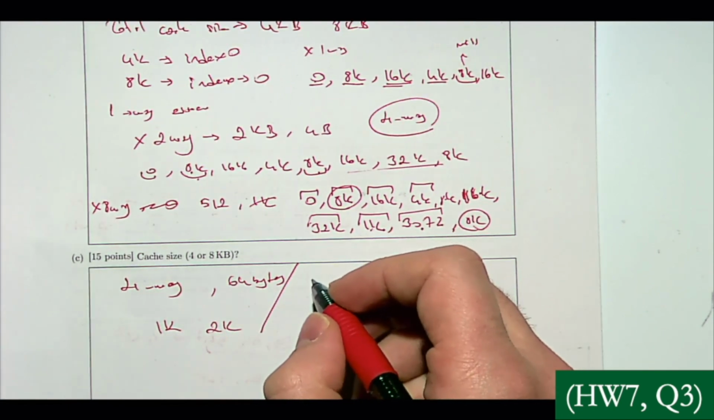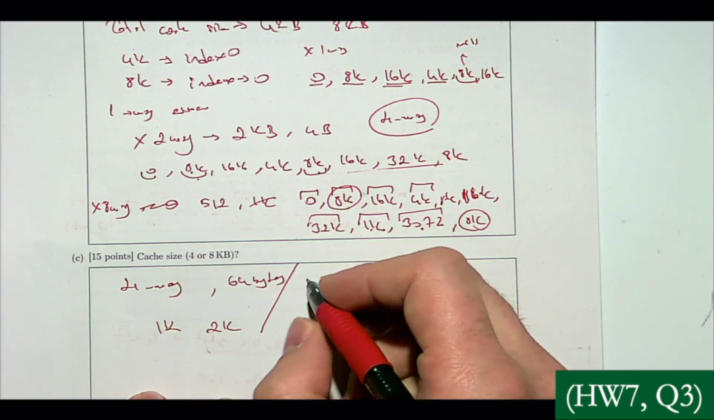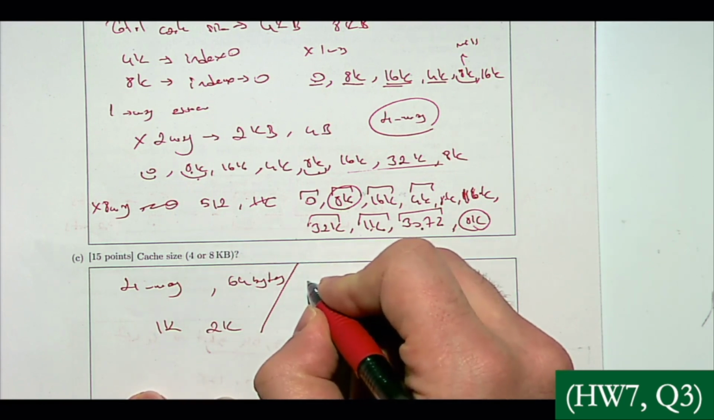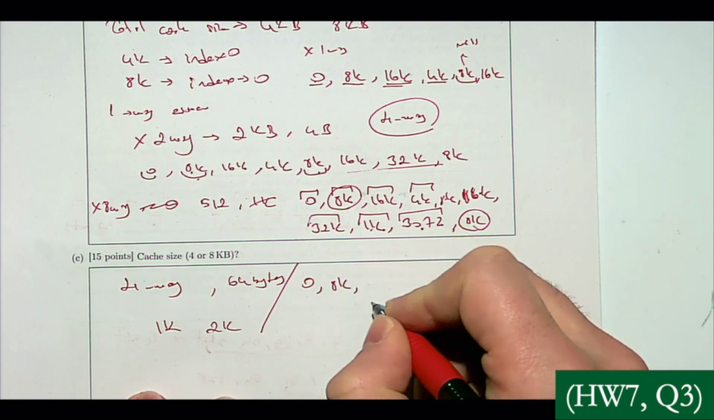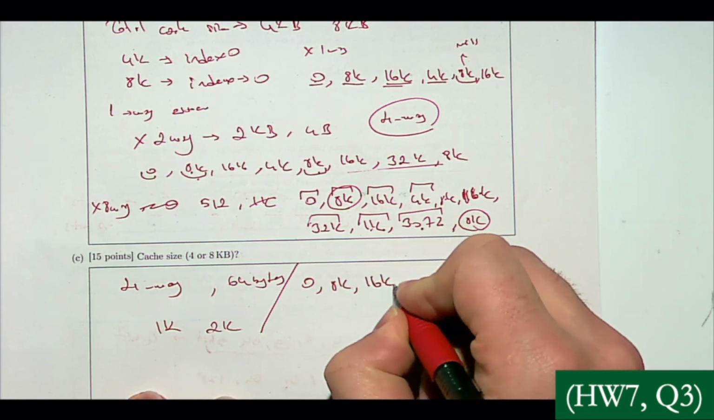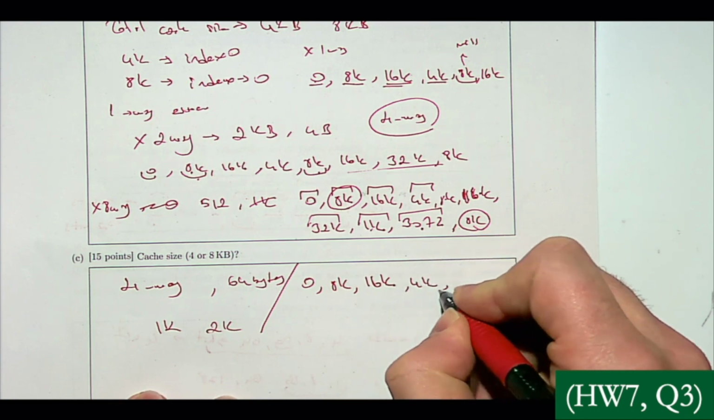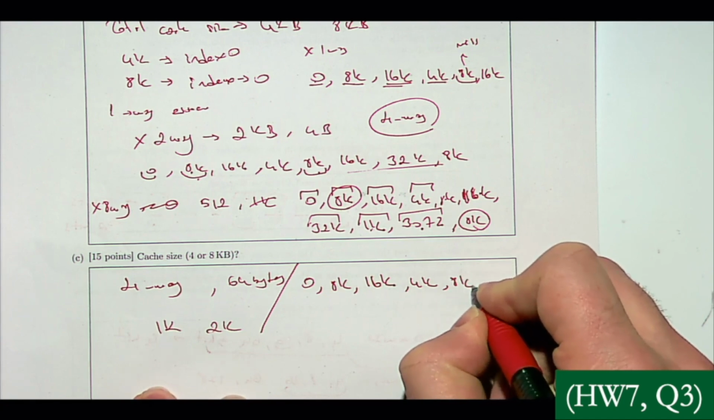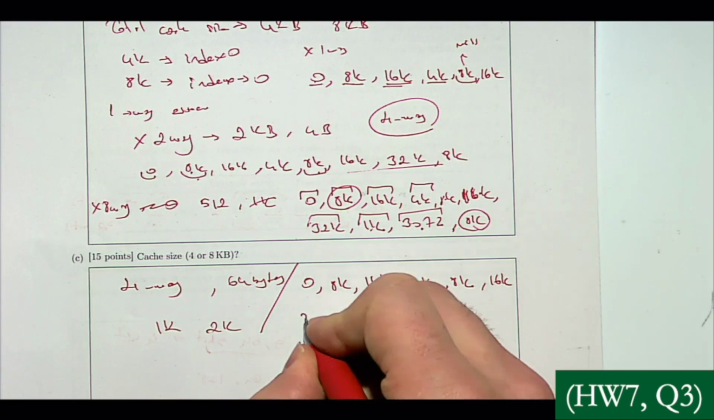So we are doing kind of the same thing again and again. This is 0, and this is 8K, 16K, 4K, 8K, 16, 32K.